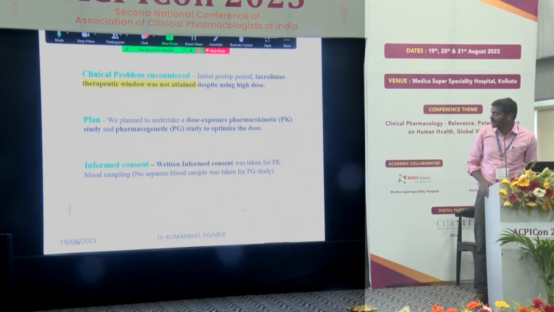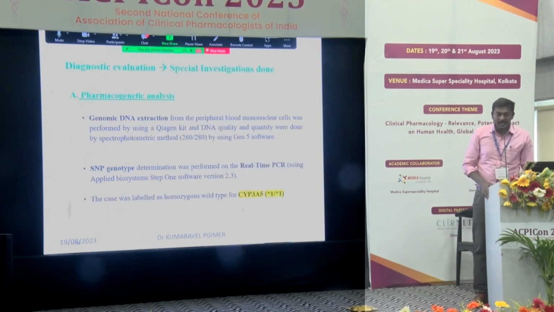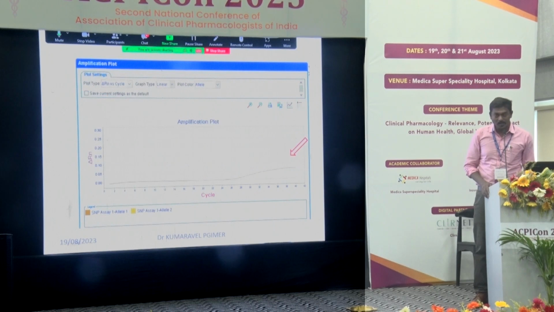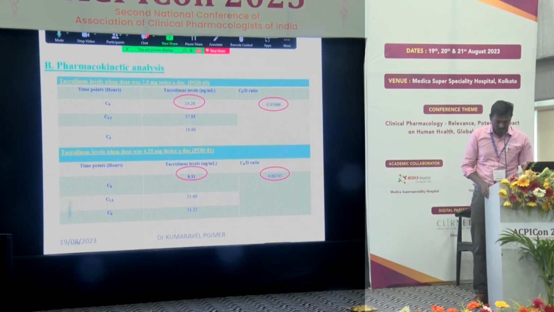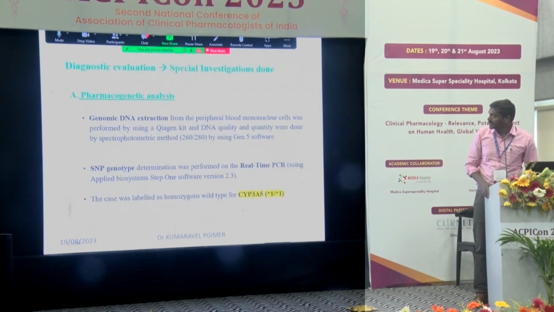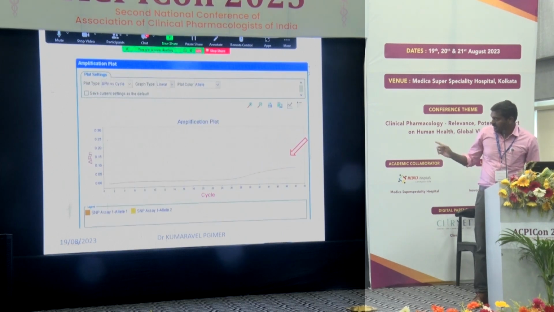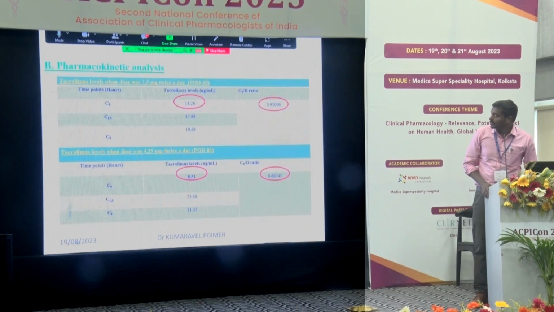The pharmacokinetic analysis is dose exposure response. For this we have taken written informed consent from the patient. We did some special investigations like genotyping. For genotyping, initially we did genomic extraction, that is DNA extraction, using a kit, and then the genotype came as CYP3A5 *1, that is a homozygous pattern. Here you can see the SNP CYP3A5 *1.